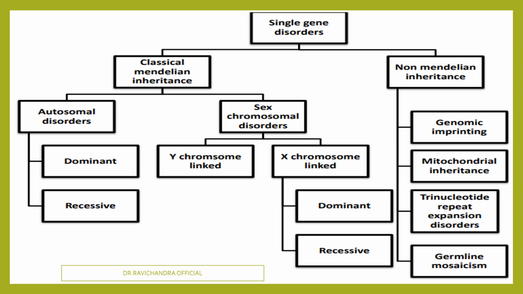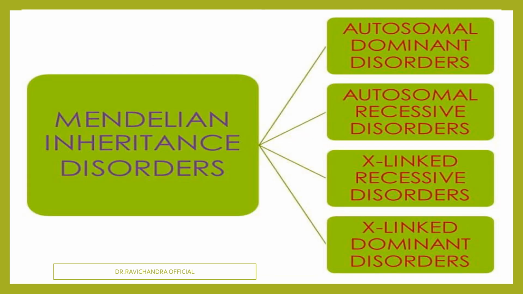Coming to the non-Mendelian inheritance, it includes genomic imprinting, mitochondrial inheritance, trinucleotide repeat expansion disorders, and germline mosaicism. Mendelian type, as I said earlier, can be autosomal dominant, autosomal recessive, X-linked dominant, X-linked recessive, and Y-linked also.